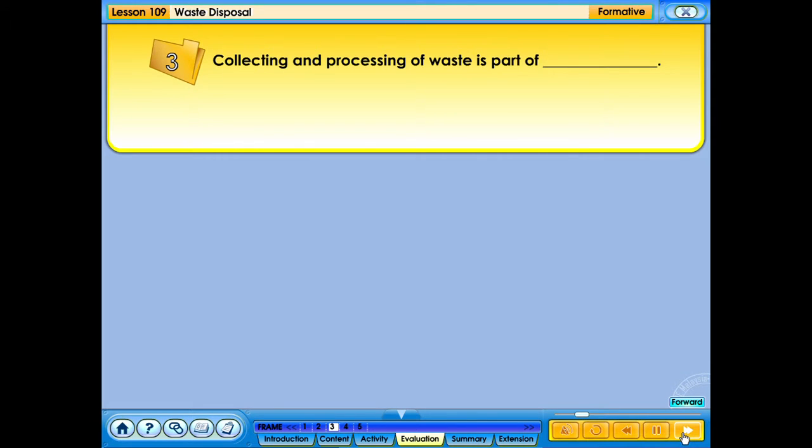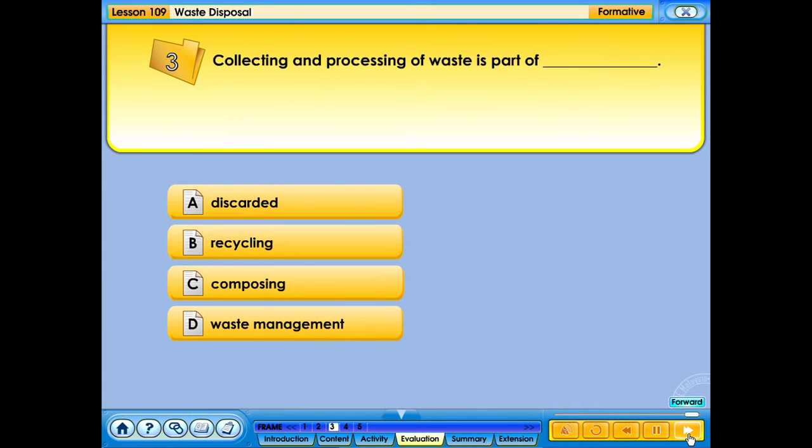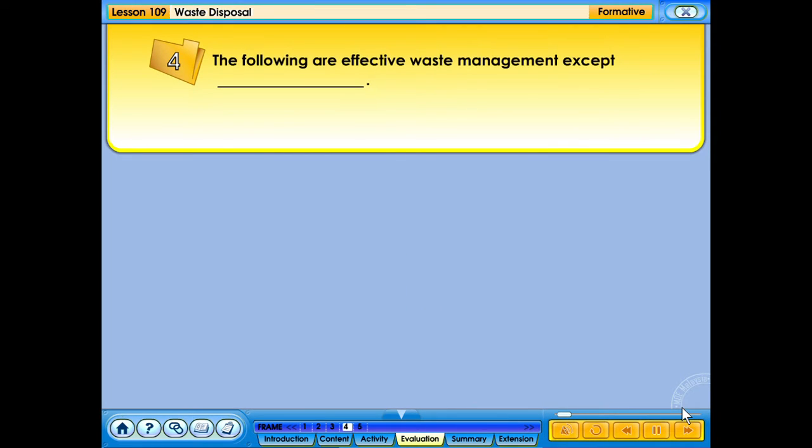Collecting and processing of waste is part of A. Discarded, B. Recycling, C. Composting, D. Waste management. Your answer is correct. The following are effective waste management except A.